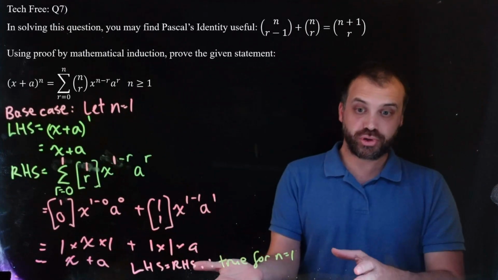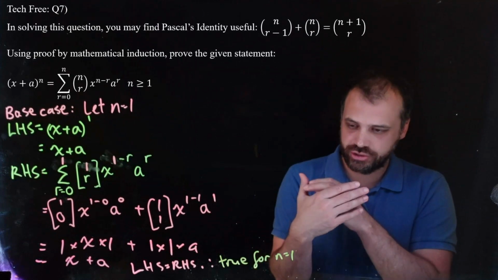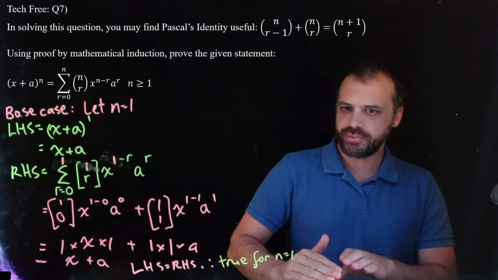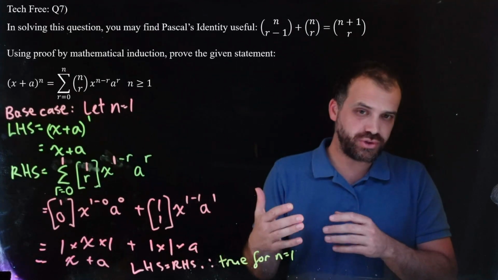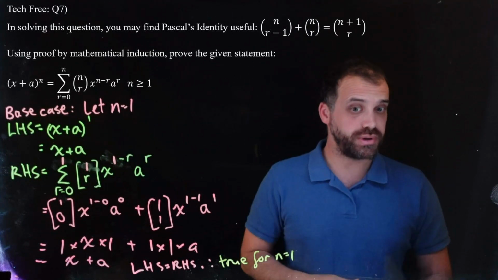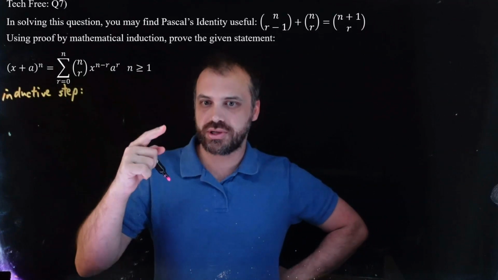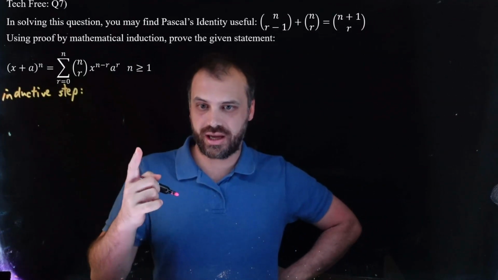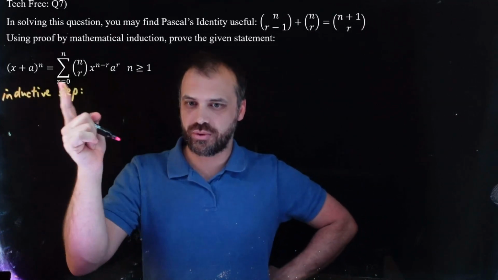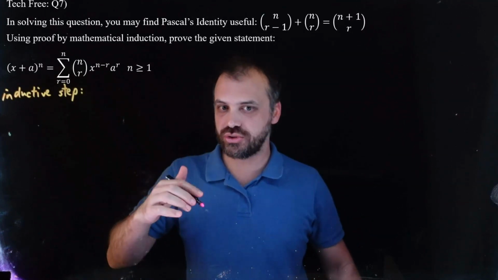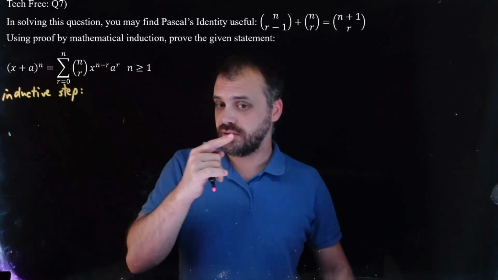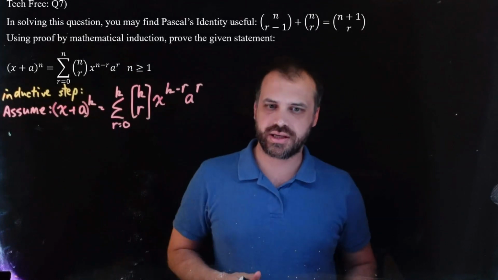All right, so I've proven my base case. Left-hand side equals right-hand side. True for n equals 1. I'm going to rub all this off because we're going to have to do the inductive step, and it's going to get pretty big, I think. All right, what's our inductive step? Our inductive step is assuming that it's true for k. So we essentially just rewrite what we've got here and substitute all the n's for k's. All right, so that's it.